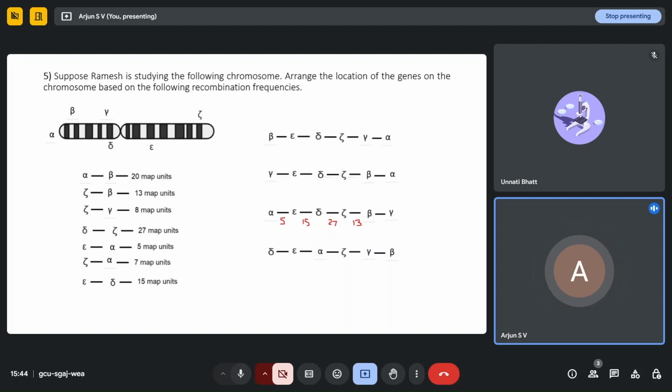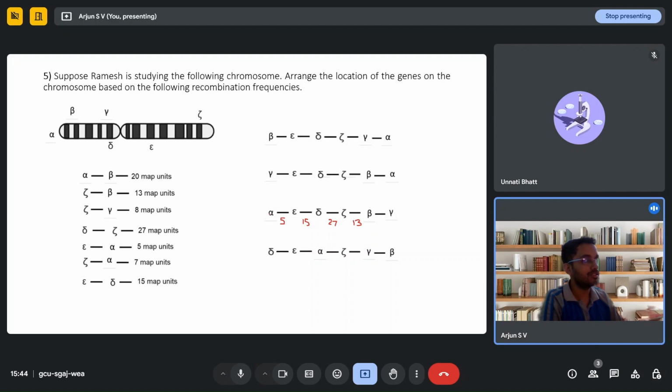So from alpha to beta, technically it should be 5 plus 15 is 20, 20 plus 27 is 47, and then 60. So alpha to beta should technically be 60 map units, but here alpha to beta is given as only 20 map units. So option C will not be a correct answer, because the map units prescribed using the other options exceed the actual map units from alpha to beta.